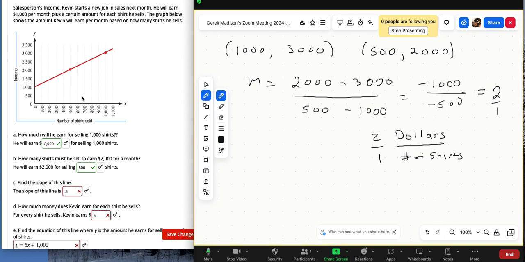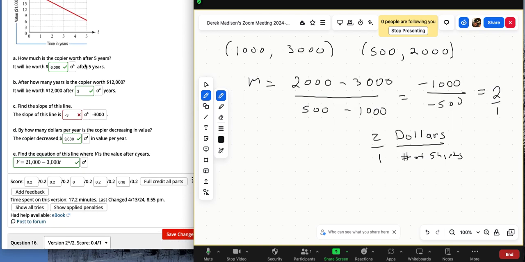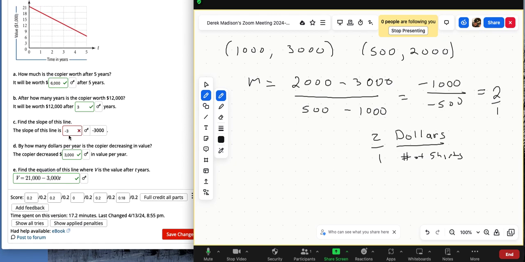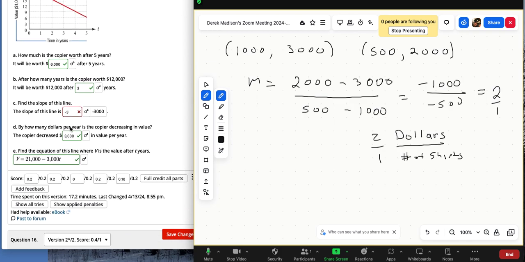In the last one, I think part of what might have been confusing on that when I went back and looked at it is, when you find the slope of this, it comes out negative 3,000. It's decreasing. And so that's what I was saying: you have it right here, and that would have just been the answer there. But then this one is a little bit confusing because it says, by how many dollars per year is the copier decreasing in value? So 3,000, decreasing is covering the negative. So in hindsight, that might have been what bothered you about that one.